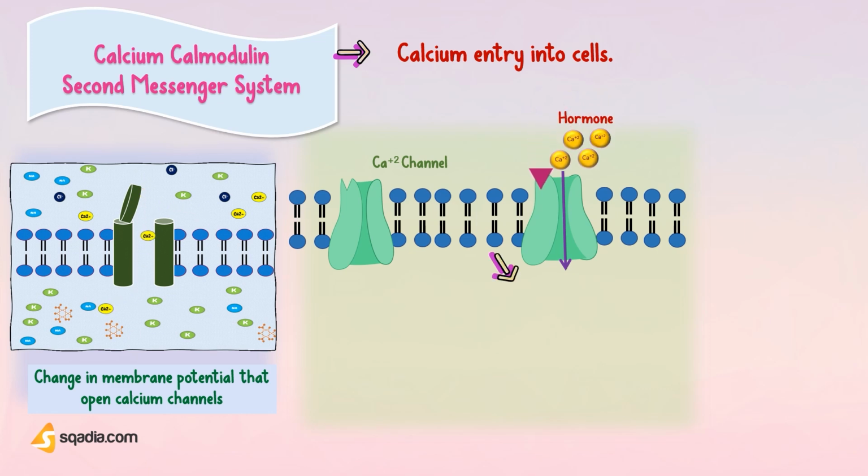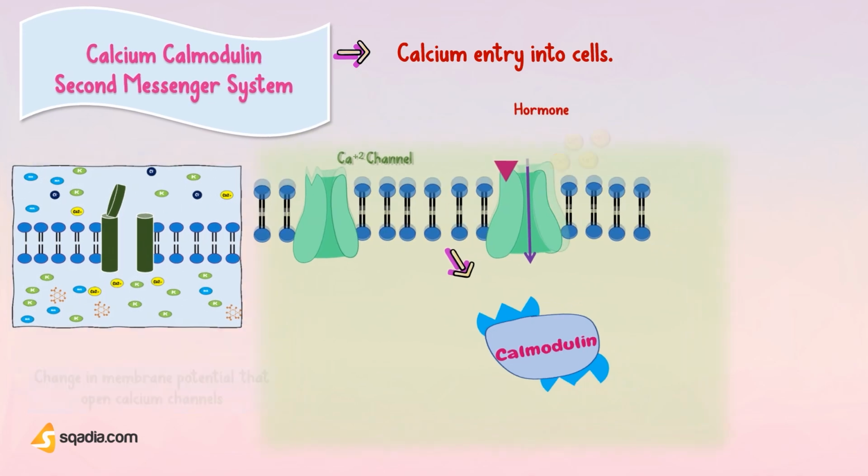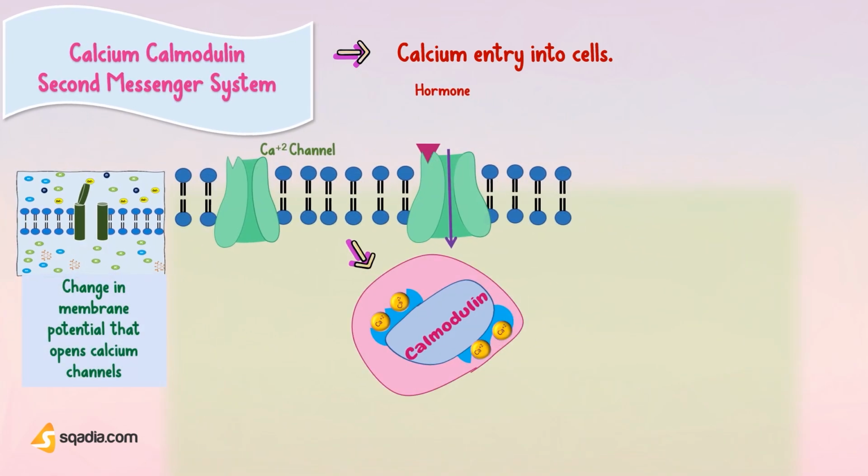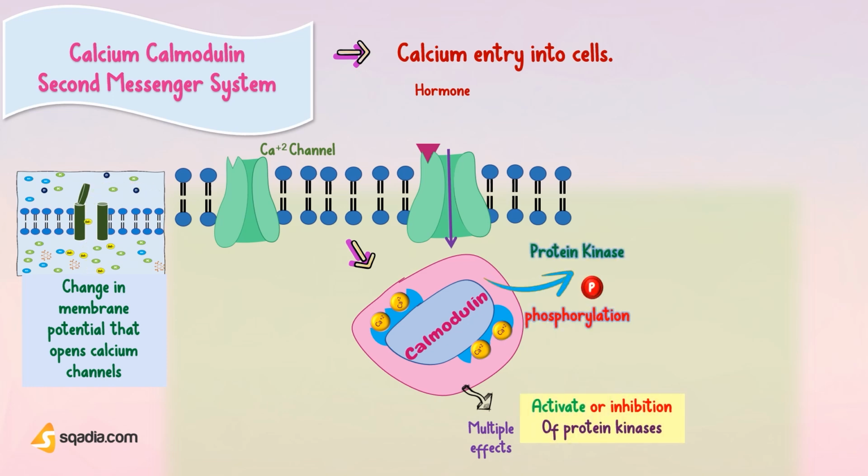On entering a cell, calcium ions bind with the protein calmodulin. This protein has 4 calcium sites. When 3 or 4 of these sites are bound with calcium, the calmodulin changes its shape and initiates multiple effects inside the cell, including activation or inhibition of protein kinases.